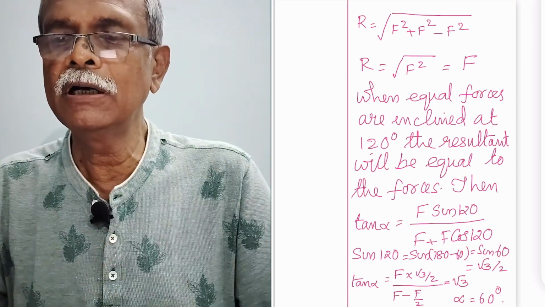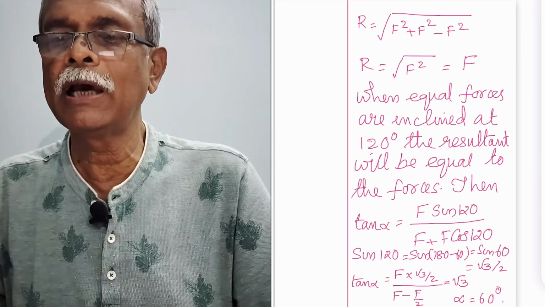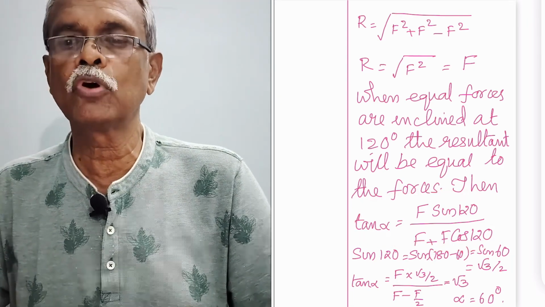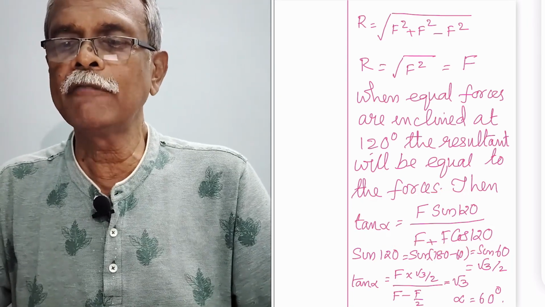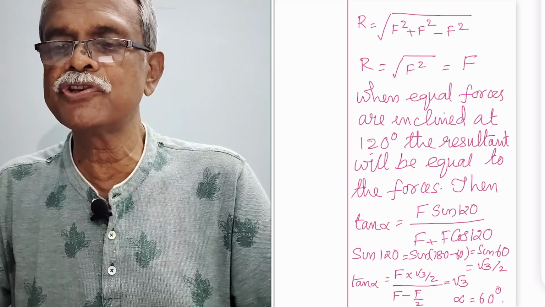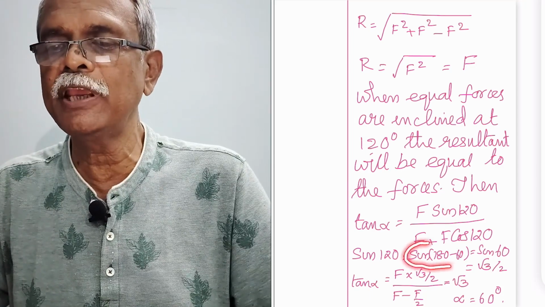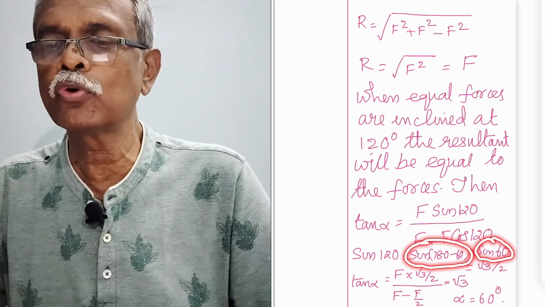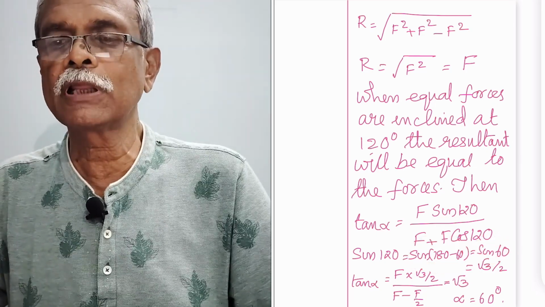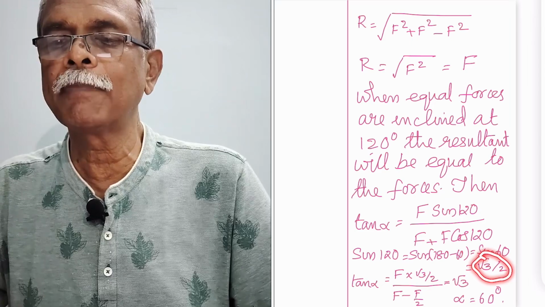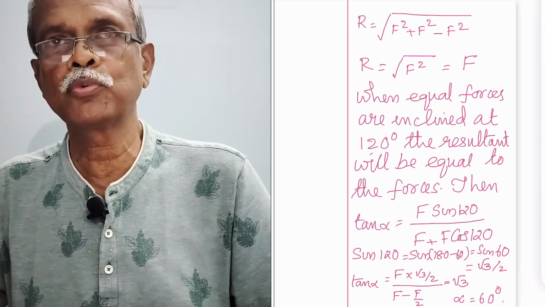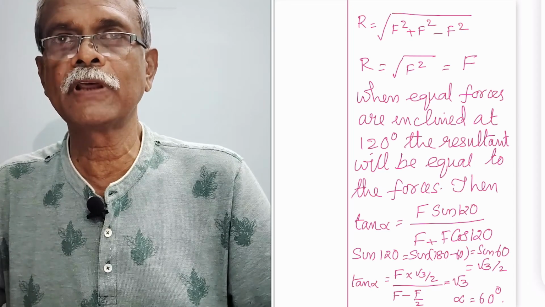And tan alpha is given by this formula, F sin 120 divided by F plus F cos 120. Sin 120 is sin of 180 minus 60, that is sin 60. It is in the second quadrant, therefore sin is positive, therefore it is root 3 by 2. Therefore tan alpha will be F multiplied by root 3 by 2 divided by F minus F by 2, when the forces are equal.